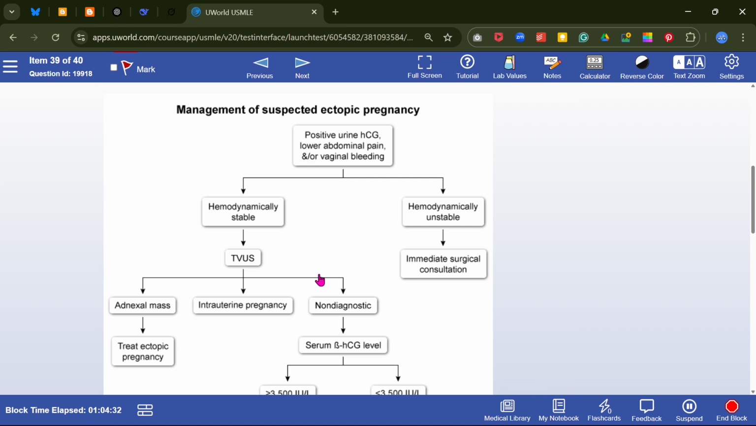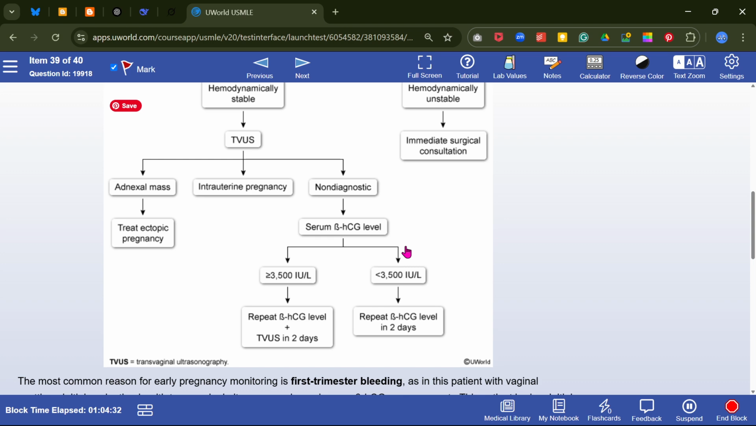Okay, management of suspected ectopic pregnancy. Positive urine hCG, lower abdominal pain and/or vaginal bleeding, hemodynamically unstable: immediate surgical consultation. If hemodynamically stable, then transvaginal ultrasound. Adnexal mass: treat for ectopic pregnancy. If transvaginal ultrasound shows intrauterine pregnancy or is non-diagnostic, then we do serum beta hCG level.